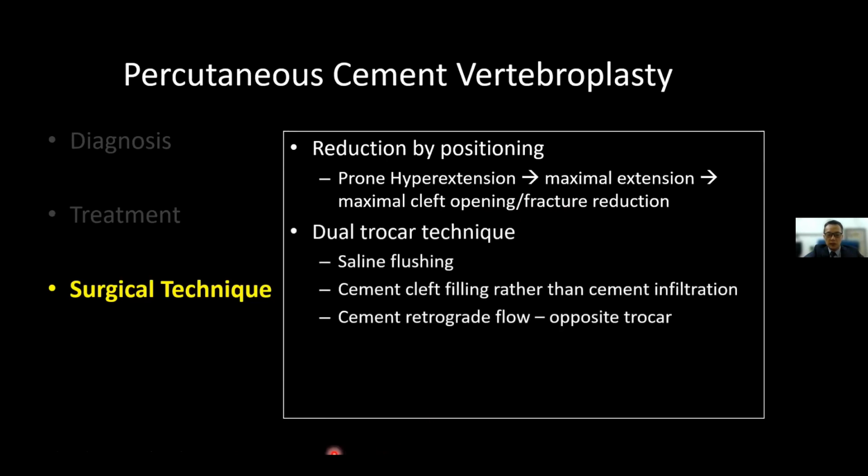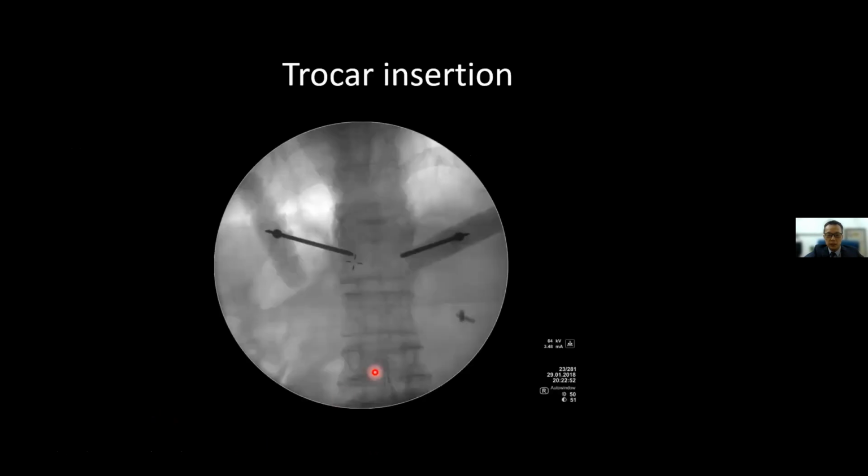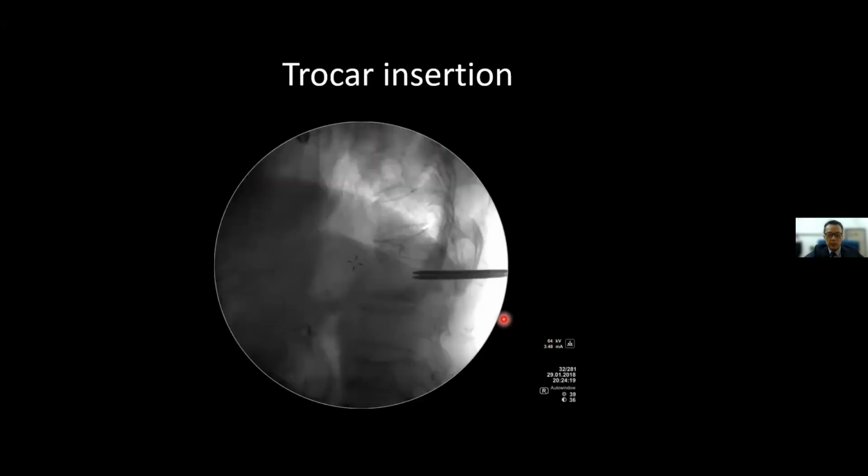We use 2 trocars. We flush with saline, fill with cement, and then wait for the cement to harden. I'll show this technique. So this is how we insert the trocar. This is a view in the image intensifier in the operating theater. We insert the trocar using image intensifier guidance. This is the lateral view.